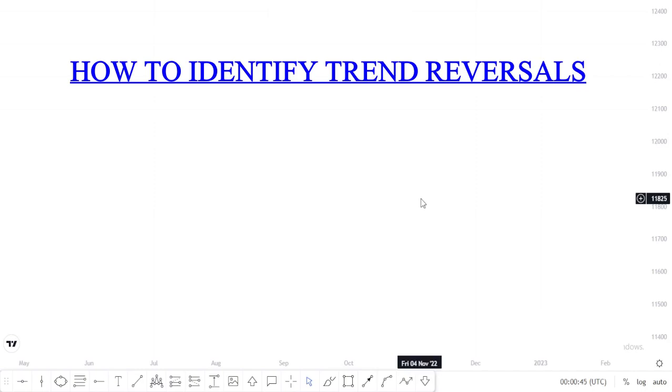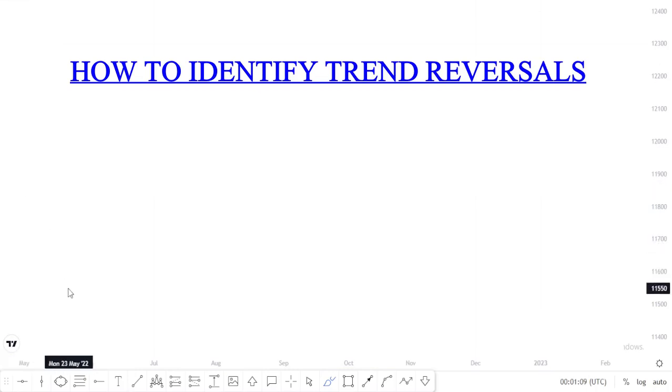How do you identify a trend reversal? Remember, a trend doesn't move bullish for life. At some point, what goes up must come down, and what comes down in Forex goes back up. All right, so now how do you identify trend reversals? This is another very, very important secret to trading success. I'm just going to show you briefly here.